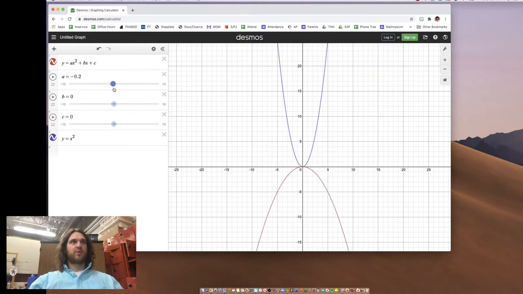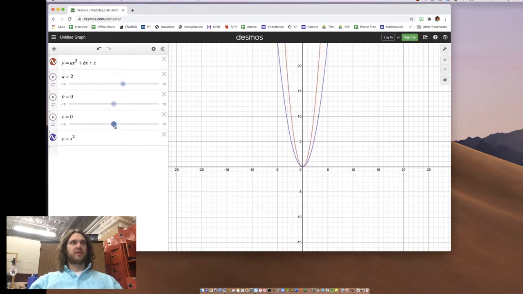When it's a decimal and negative, it's wide and opening down. And then a big negative number is narrow. It's being stretched, okay, so on and so forth. We can see what happens. Let's go to, say, a value of 2. A is equal to 2.